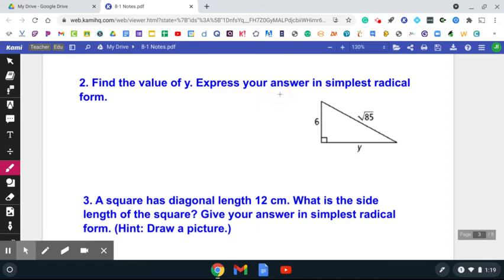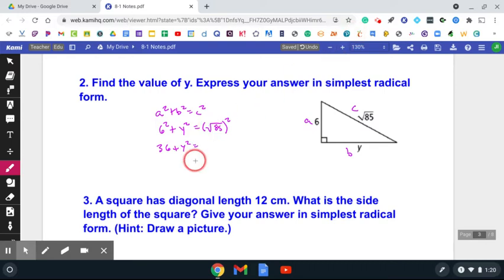I'm going to call this side A, I'm going to call this side B, and then the hypotenuse has to be C. So we'll do A squared plus B squared equals C squared. A is 6, so we'll do 6 squared plus B, which is the y that we're trying to find, squared. And then C is the square root of 85, squared. So 6 squared is 36.